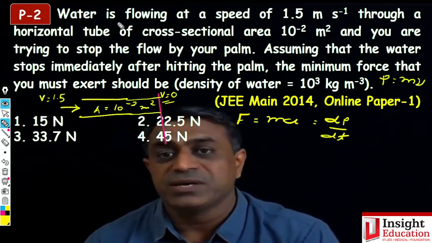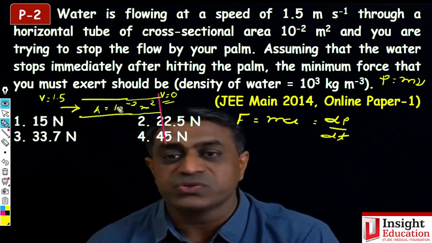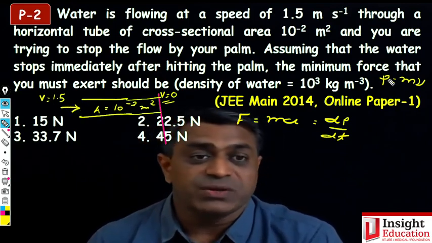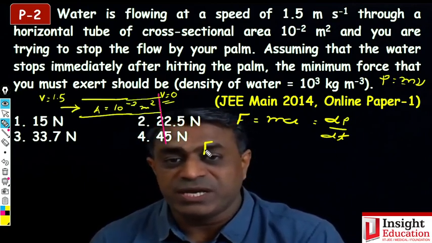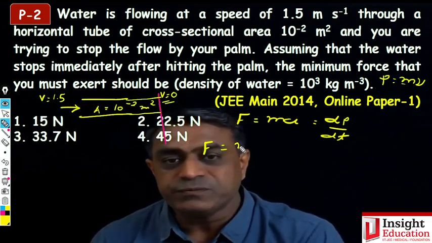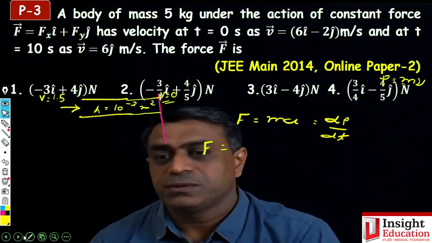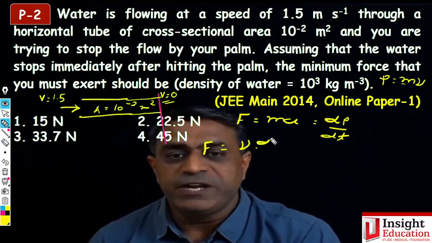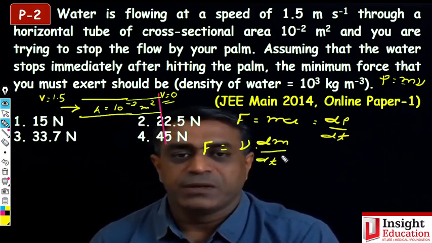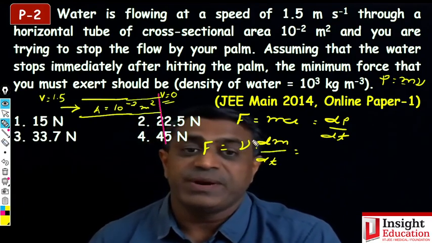But here in this case, water is flowing at the speed of 1.5 meter per second. It means the fluid flows at constant velocity. So with velocity constant, the mass here will be variable. It means the exact equation we can use is F is equal to V dm by dt, since V is constant. So the mass flow rate dm by dt is constant, and that depends upon the mass flow.